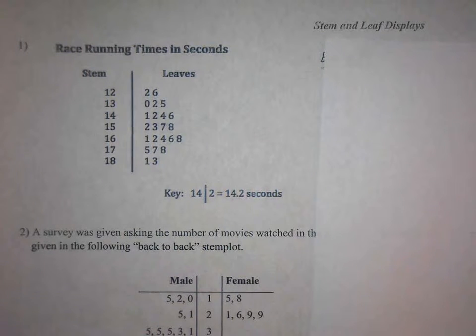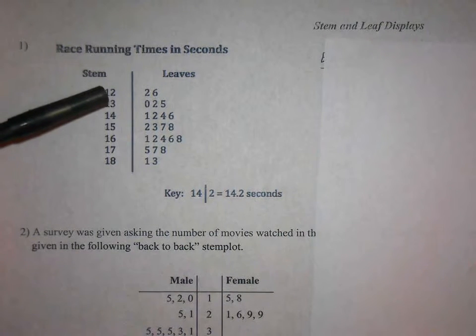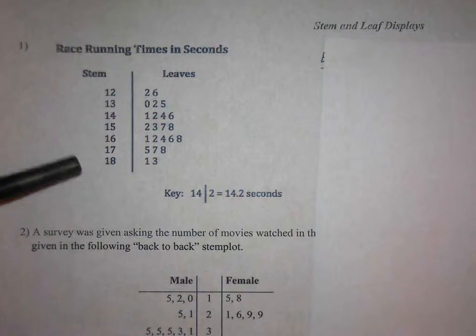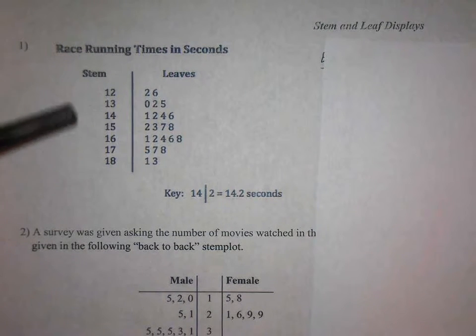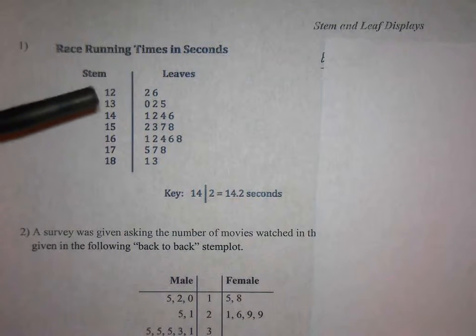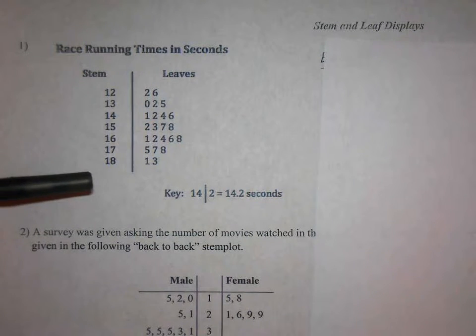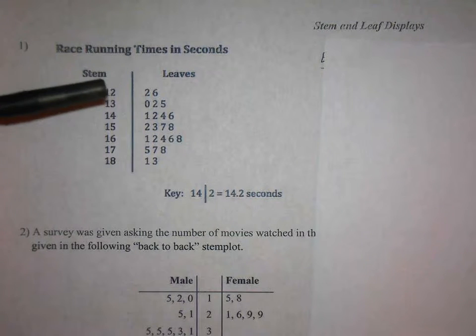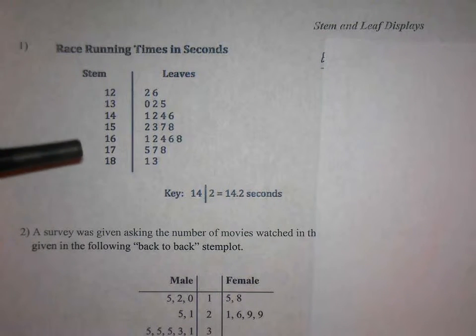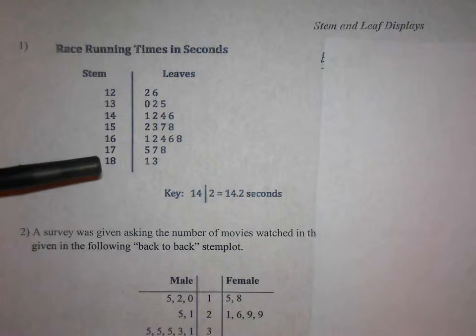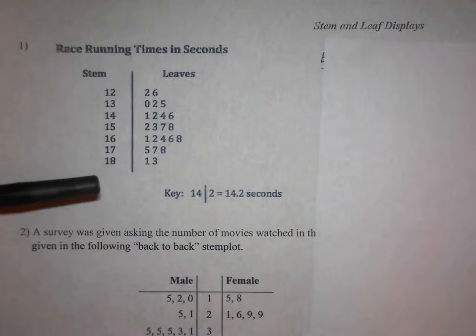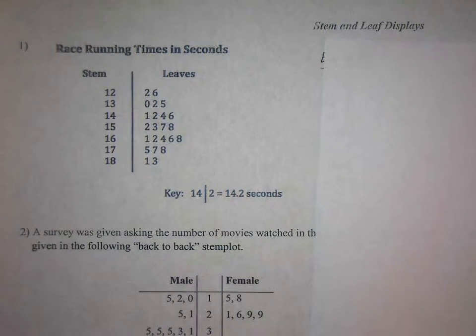Now, I mentioned stem and leaf may not always be the most appropriate display to use. Here, going from about 12 to 18 seconds is not a huge range in your data set. But suppose they went from 12.2 seconds all the way to 30 seconds. Then you would have to have 18 different stems, and that would be a very large stem and leaf plot. Not that you couldn't do it, but it may not be the best display to use. There are other displays that may be appropriate.